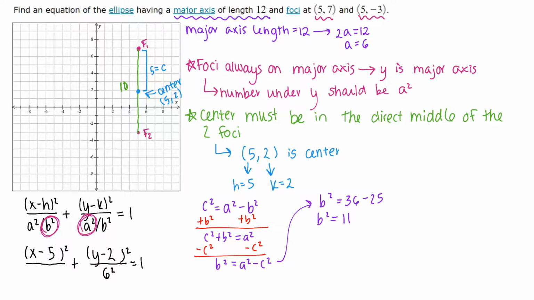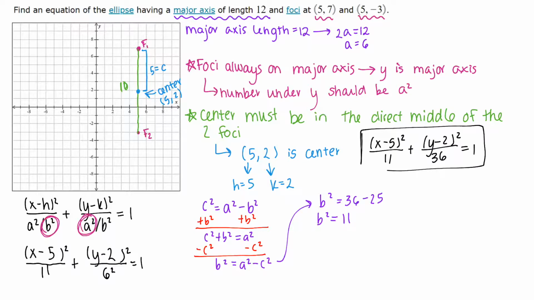Now, you don't need to figure out what b is. Finding b squared is fine because what goes underneath here is just b squared. So I can just put 11 underneath here. My final formula ends up being (x minus 5) quantity squared over 11 plus (y minus 2) quantity squared over 6 squared, which is 36, is equal to 1. So you just have to go with what you're given and unravel it all, and it will all come together. I'm not actually going to draw the picture of the ellipse. It's enough for me in this problem to just find that equation.